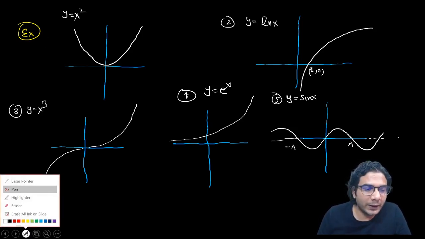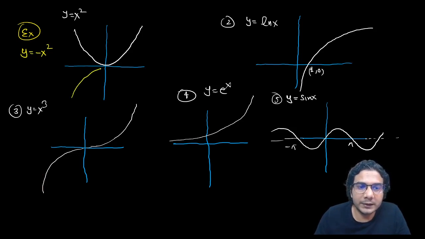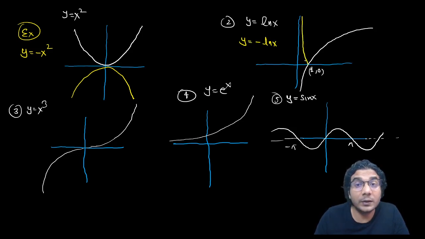Okay, so if you do the transformation, then what will be the graph of y is equal to minus of x square? Then just take the reflection of this graph about the x-axis. So this will be yellow. The yellow part is the graph of y is equal to minus x square. Got it? Now, how would the reflection look here? If you plot the graph of y is equal to minus ln x, this is going to be the reflection about the x-axis again. So this part will come up and this part will go down. This is minus ln x.